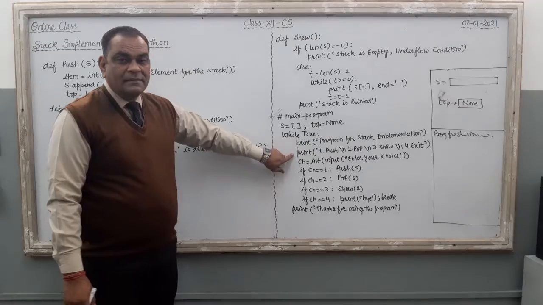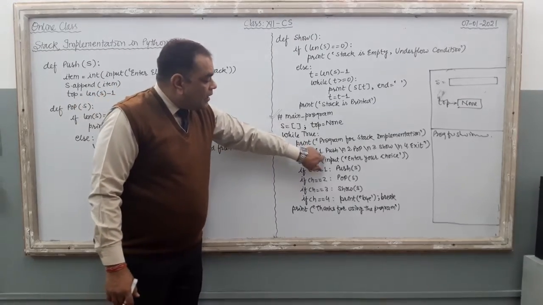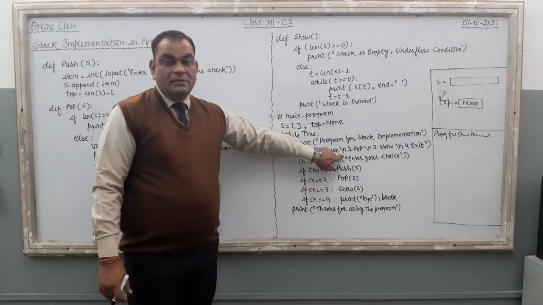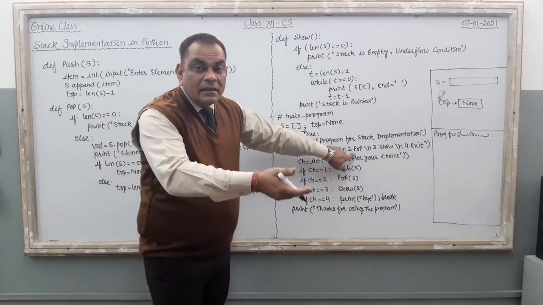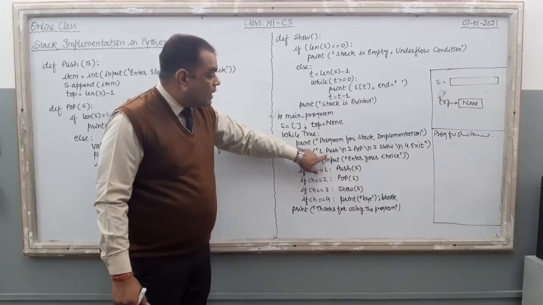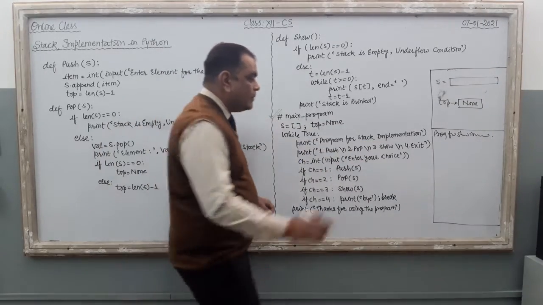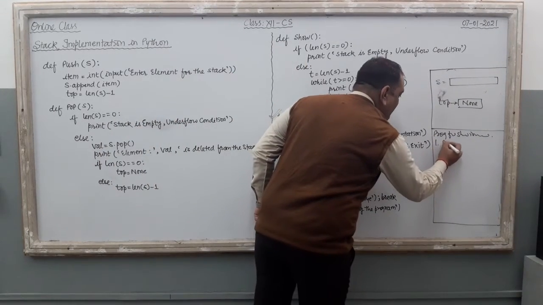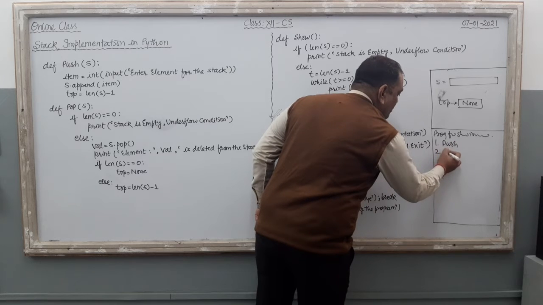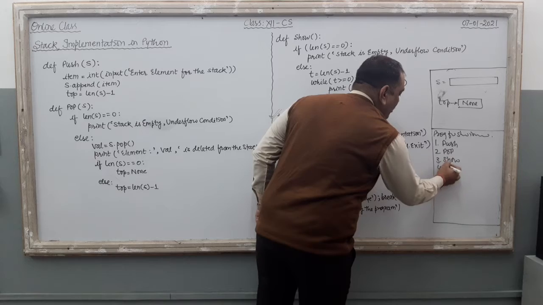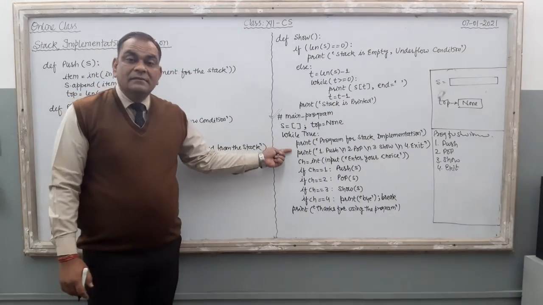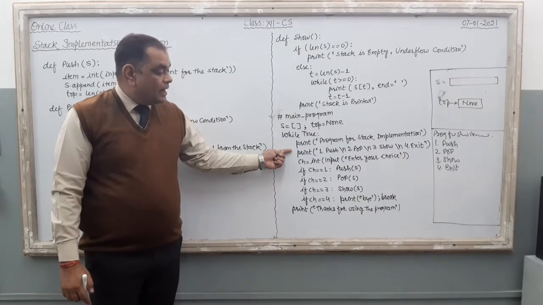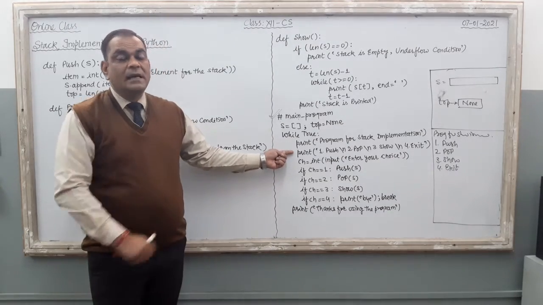Then see the second line, print 1 push slash n. Slash n means the remaining text goes on a new line of your monitor. So 1 push, 2 pop, 3 show, 4 exit looks like this. This is the execution of the second print statement of the while.